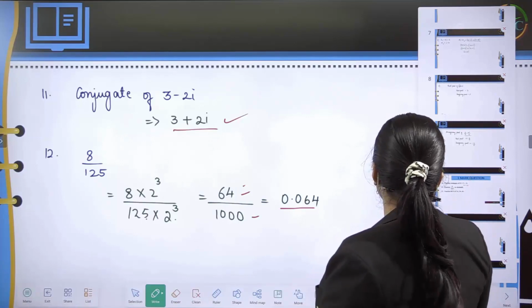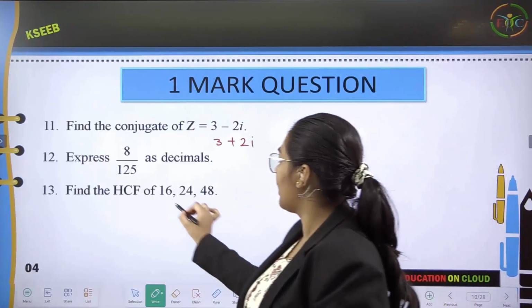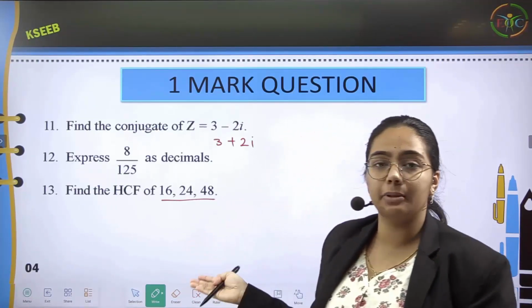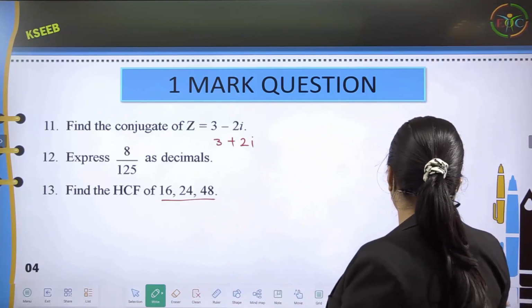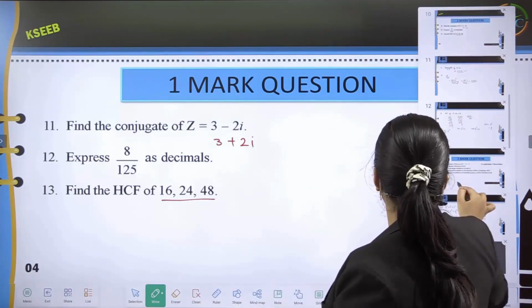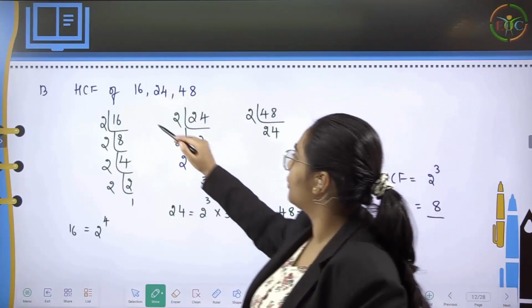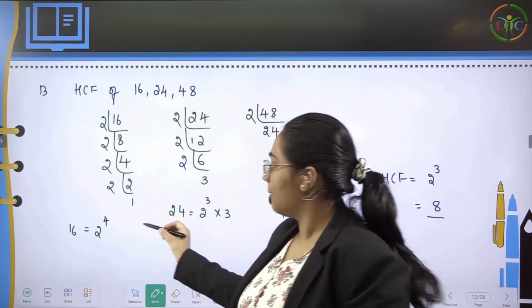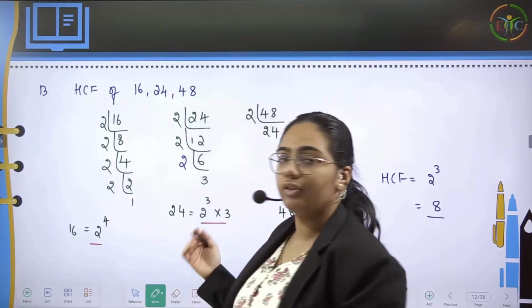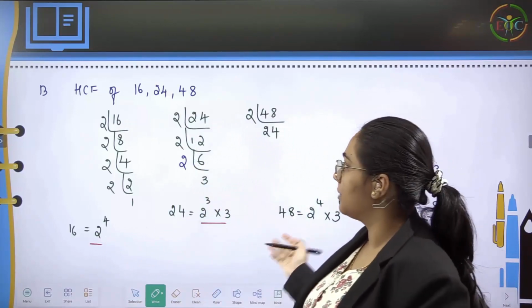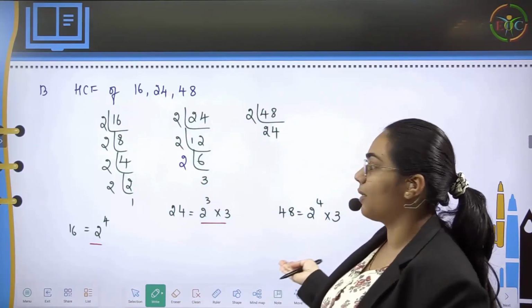Right. The next question is, you just have to find the HCF of these three numbers. Again, not much explanation is required here. You have to find the factors of these three numbers, 16, 24 and 48.